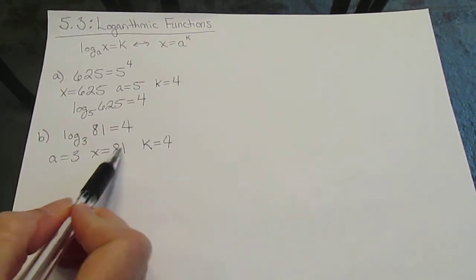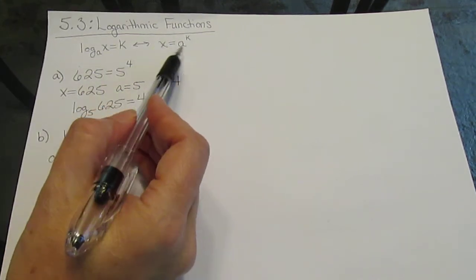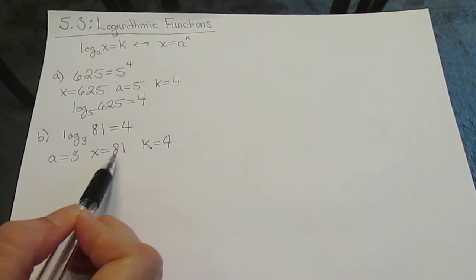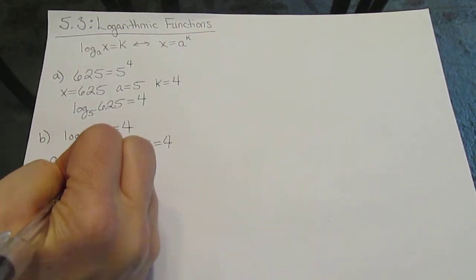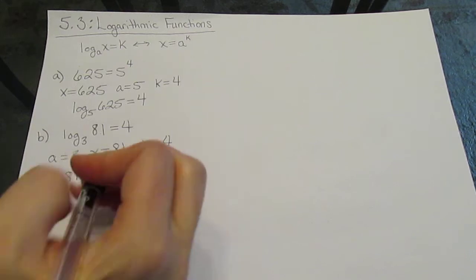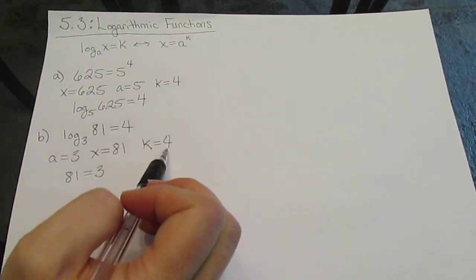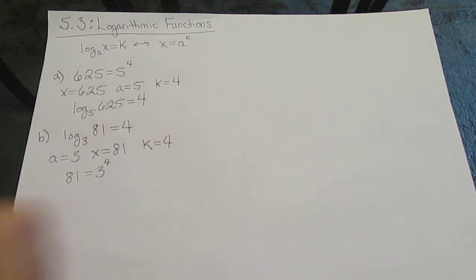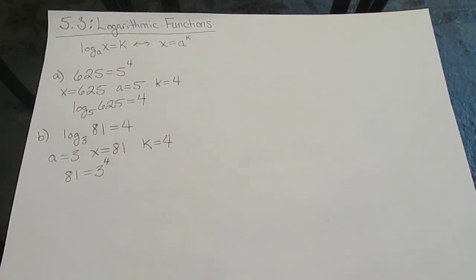And now you'll just plug these variables into your formula over here. So the x was 81, so 81 equals, the a is 3, and the k is 4. Okay, so you'll have a few in your homework changing it back and forth between the different forms. Practice that because that's just going to help us in a future section. Okay, so the stuff we're learning in this section is just building up to section 5.5 where we're going to put it all together. So you definitely want to start practicing these things.